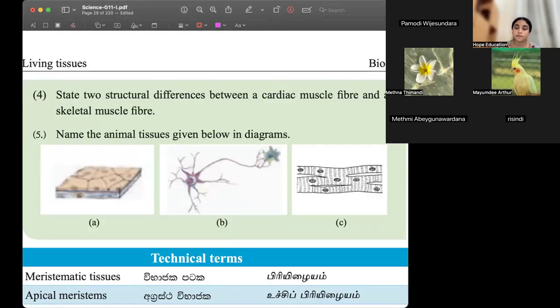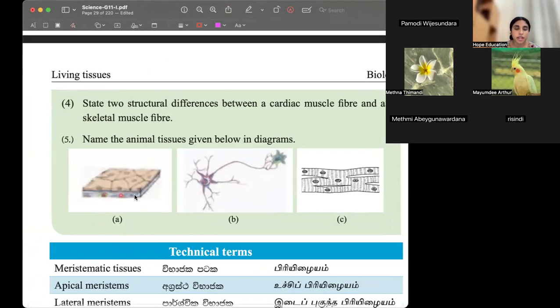What is A? Yes, A is epithelial. A is epithelial because there seems to be a basement membrane. Let me show you. There seems to be this basement membrane, and the cells are not on top of it like that. So this is epithelial. What is B?